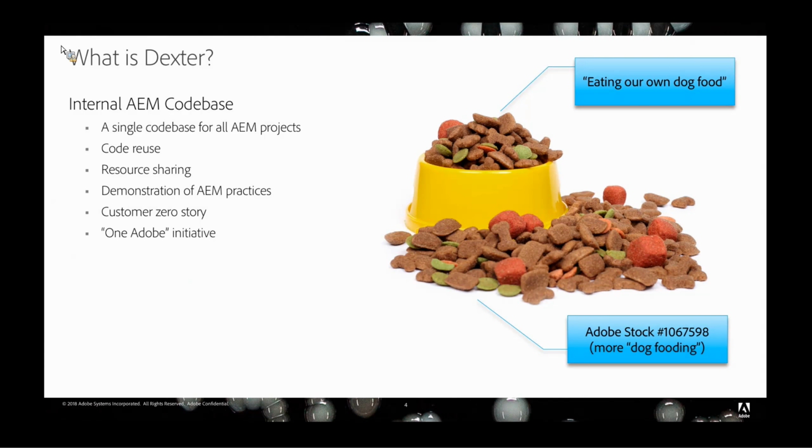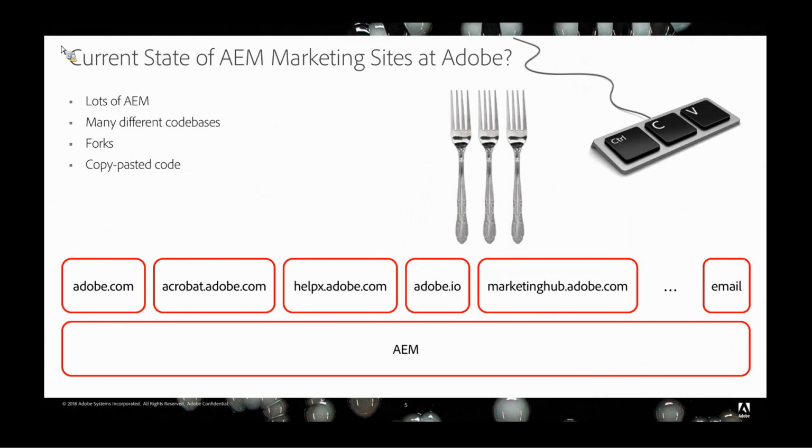Because we're AEM, it's about being a customer zero story. For instance, we're always on 6.4 early. We try and get Adobe.com on 6.4 before Summit, so we're working on that now. It's about what we call our One Adobe initiative. That's our design, making sure all these different sites look similar, have a good user experience throughout, and don't look like they're built from different organizations or even different companies.